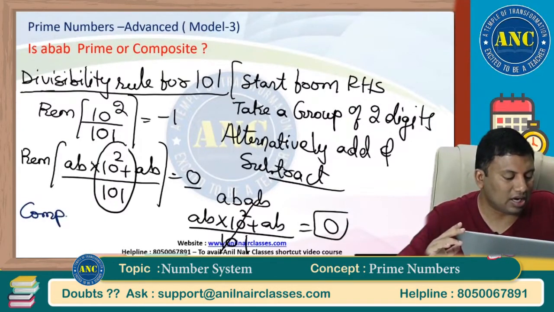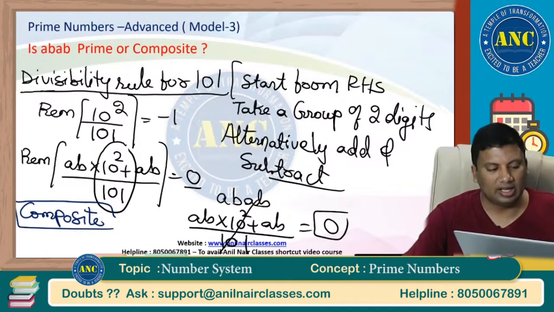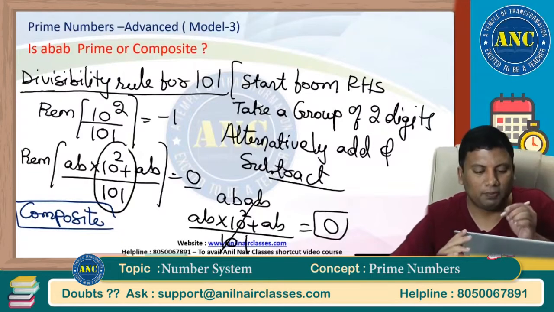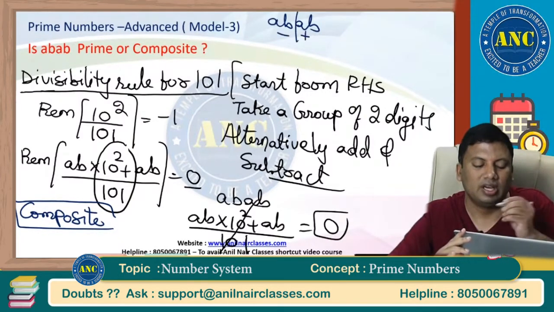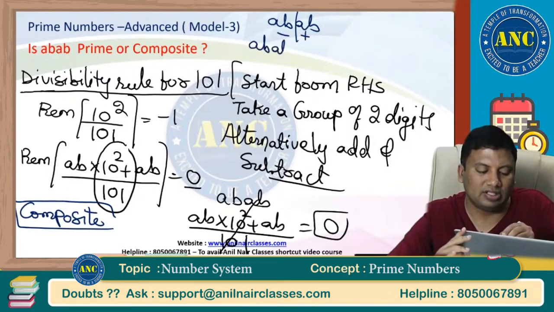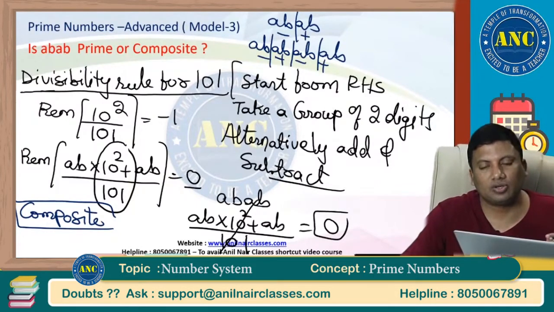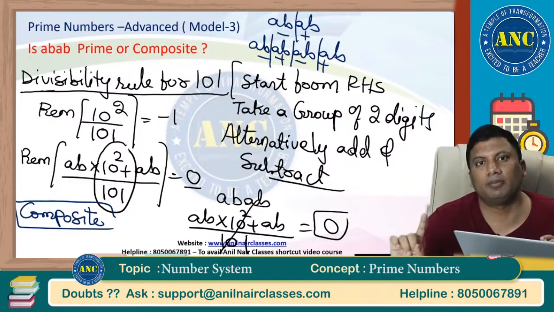So it is a composite number. A very important conclusion: AB plus minus AB is 0. If I write it 4 times, AB plus minus AB is also 0. Any 2-digit number written an even number of times is always divisible by 101.